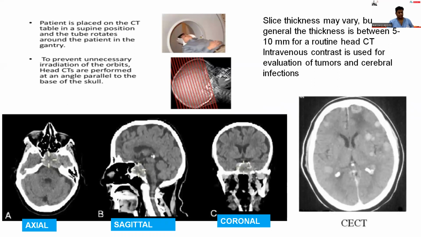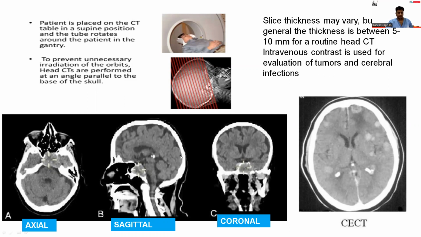CT utilizes ionizing radiation, and slices of images of the tissues are obtained when the patient is placed on the CT table in a supine position and the tube rotates around the patient in the gantry. To prevent unnecessary irradiation of the orbit, head CTs are performed at an angle parallel to the base of the skull. Slice thickness is usually 5 to 10 mm on a routine head CT, and intravenous contrast is given to look for tumors or cerebral infections, if any are present.